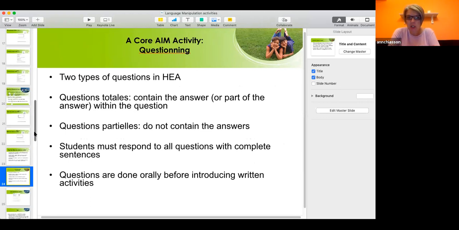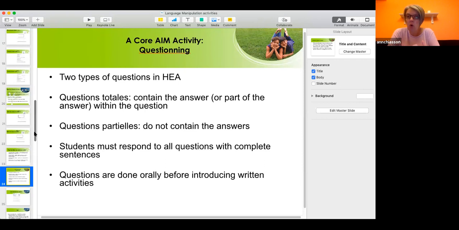Then we get to the questioning activities. Now, I spoke to this last time when I talked to you about the games. Zut Zazou, Madame Chasson a perdu, Madame compte la classe. Comment on utilise les questions. If you remember, il y a des questions totales, which contain the answer within the question, and then the questions partielles that don't contain the answers. And of course, when we ask questions, we always want a complete sentence as an answer.